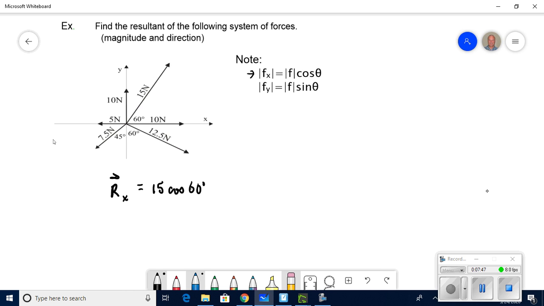The next one is going to be this vector right here, and that will be 10 times the cos of 90 degrees. Now I'm on this vector, that'll be 5 cos 180 degrees. Then I've got 7.5 times the cos of 180 plus 45, 225. Now, doing it this way with components is going to generate a couple of negative signs, and that's fine, because we've got forces going in an opposite direction.